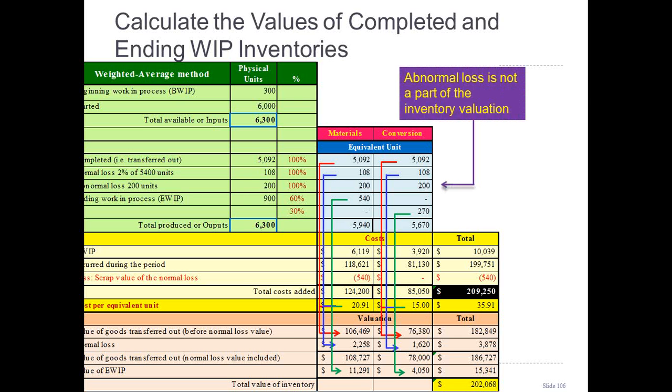After summing up the material and conversion costs, the final values for goods transferred out and ending work in process are $186,727 and $15,341. Abnormal loss is not part of inventory valuation, therefore it's excluded.